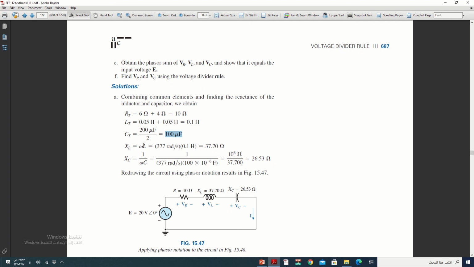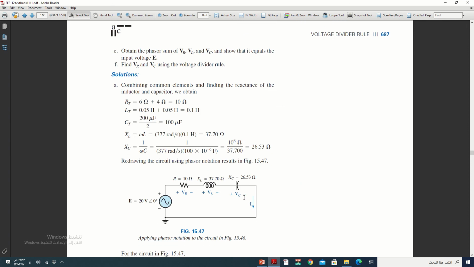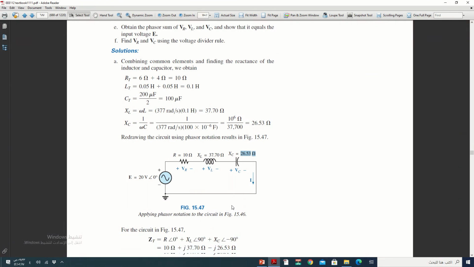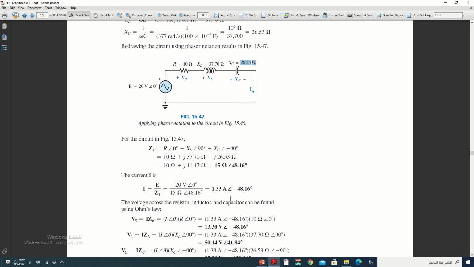XL equals omega L, omega is given here, 377. From where we get omega? From here. Multiplied by 0.1, you will get the XL 36.7. Now XL, redraw the circuit like this. XC equals 1 over omega C, you will get 26 ohm. Now we can solve it any way, voltage divider rule or the normal way.